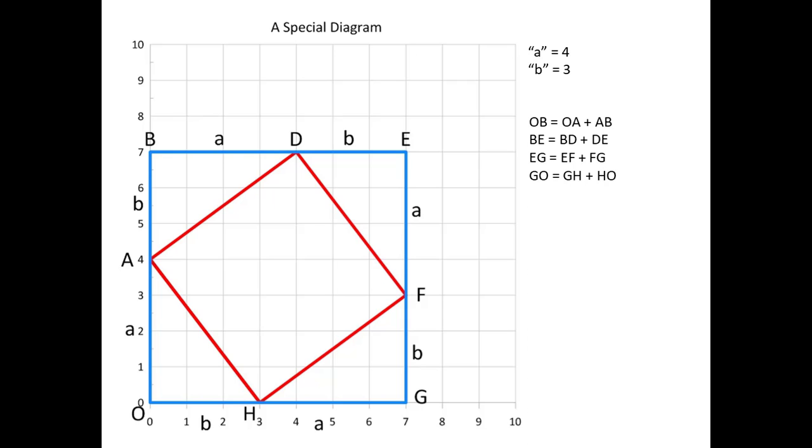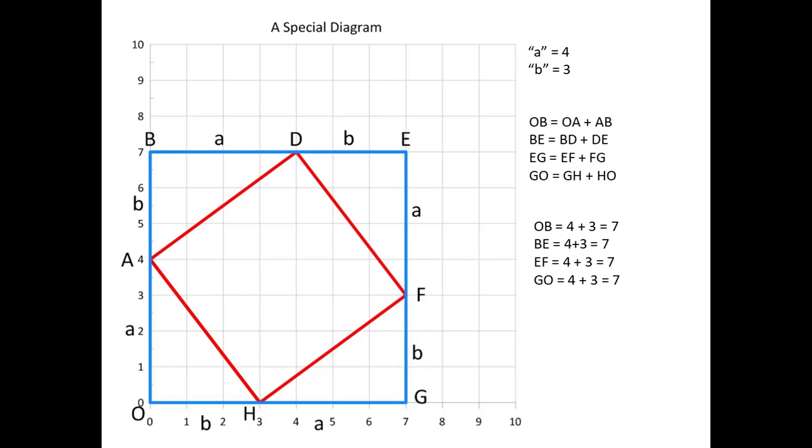And then, of course, we look at the sides of the blue rectangle. We've established now that it's a rectangle, and we notice that OB is obviously the sum of the two segments, OA and AB, and then again all the way around. The sum of the 4 and the 3 sides all add up to 7. And we knew that. The blue rectangle is a square.